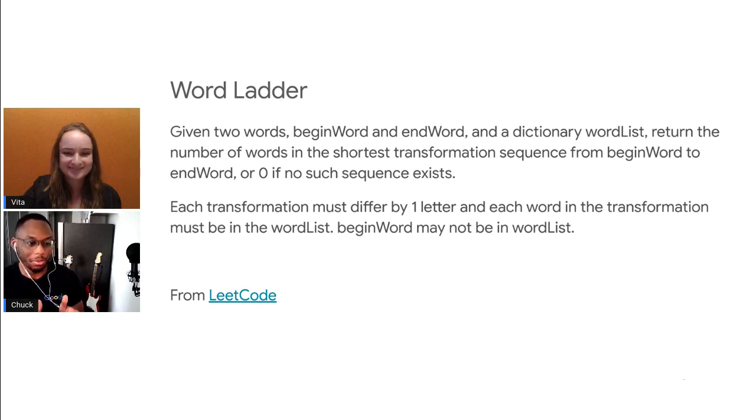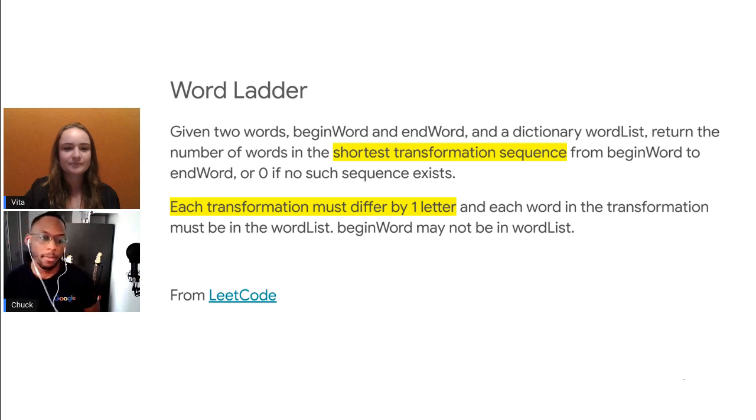A transformation counts if the next word differs by one letter. So each word in the transformation is going to differ by one letter from the word before it. And the last thing here is that begin word may not be in the word list. Fine. Okay, let's highlight a few things like we did with the last problem.